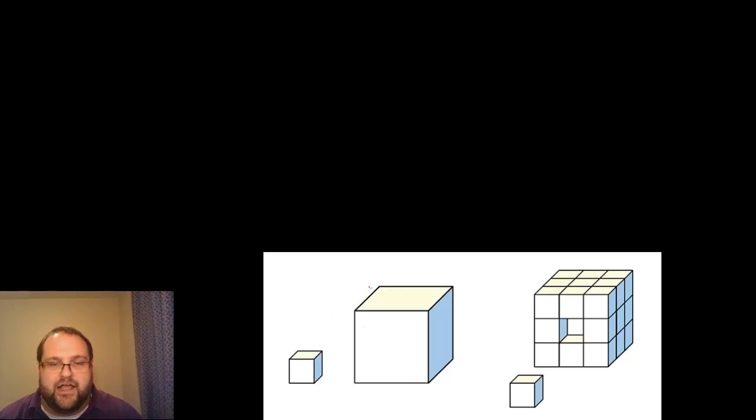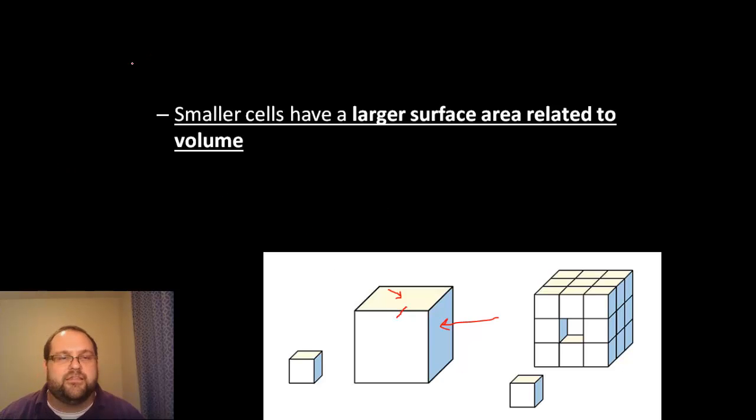If we look at this block here, this block has both a volume, the amount of space it takes up, and a surface area, right? So it has an amount of area covering the surface of this thing. If we take the area of all 6 sides and add them up, we get a surface area. And if you take length times width times height, we get a volume. Well, the important thing is that smaller cells down here have a larger surface area to volume ratio. So their surface area is larger relative to their volume, and that's an important concept.